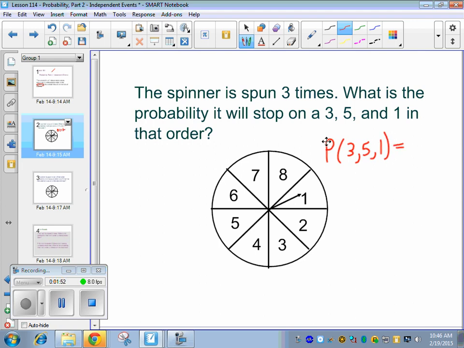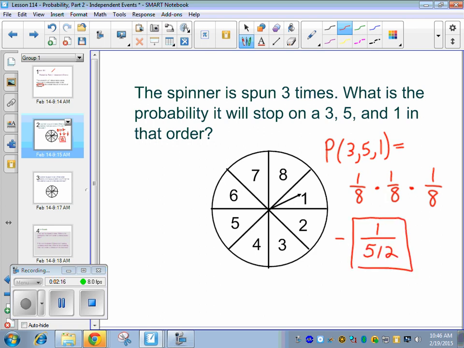So what's the probability of spinning it and landing on a 3? It is 1/8. What's the probability of spinning and landing on a 5? It is also 1/8. What's the probability of spinning and landing on a 1? 1/8. So what's the probability you're going to get it exactly in that order, a 3, a 5, and 1? 1 out of? Ooh, you memorized that one. Nice. 1 out of 512. Okay? So it's not likely. We probably wouldn't bet on that.